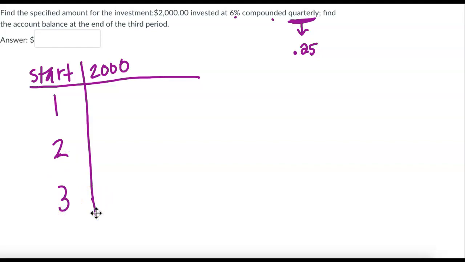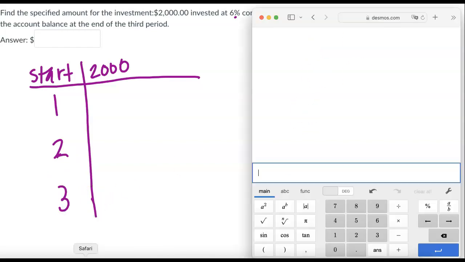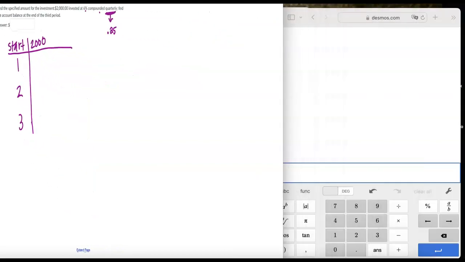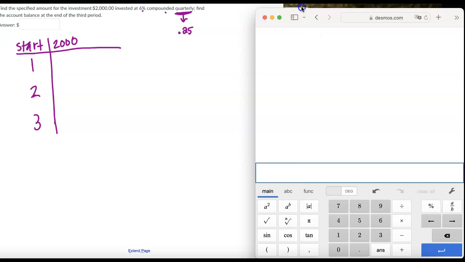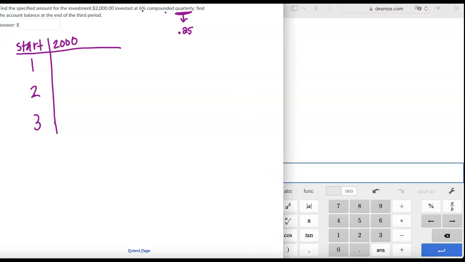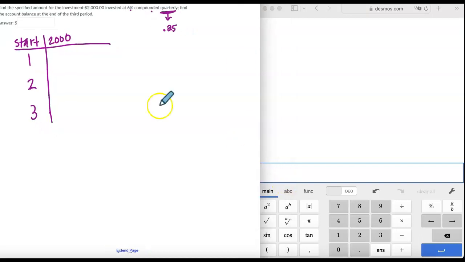Okay, so we're going to need a calculator. And let's see if I can split this a little better so I'm not going back and forth like last time. Alright, so how we do this is I'm going to take this $2,000 and find the percentage of it. So instead of typing 6%, I'm going to multiply it by the percent as a decimal.